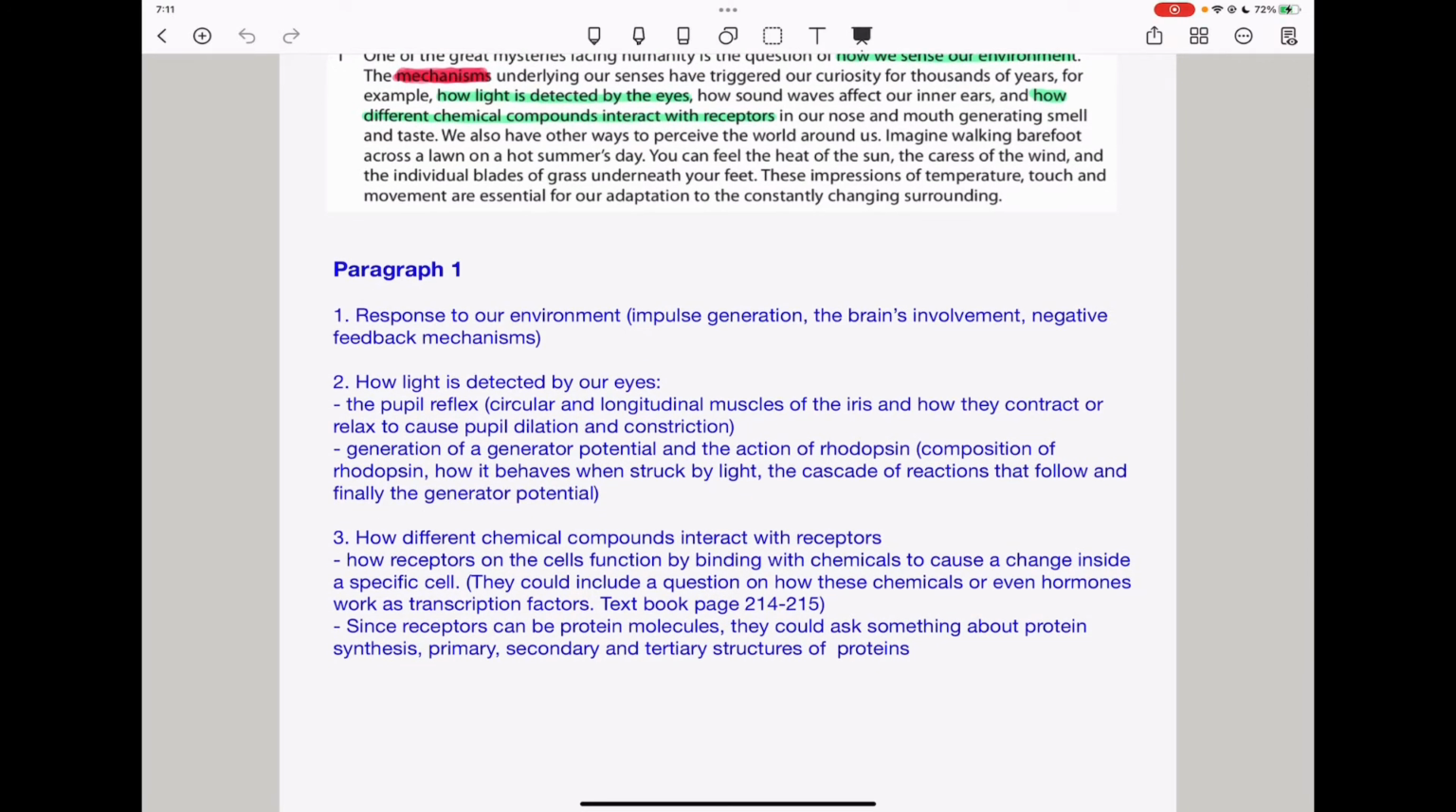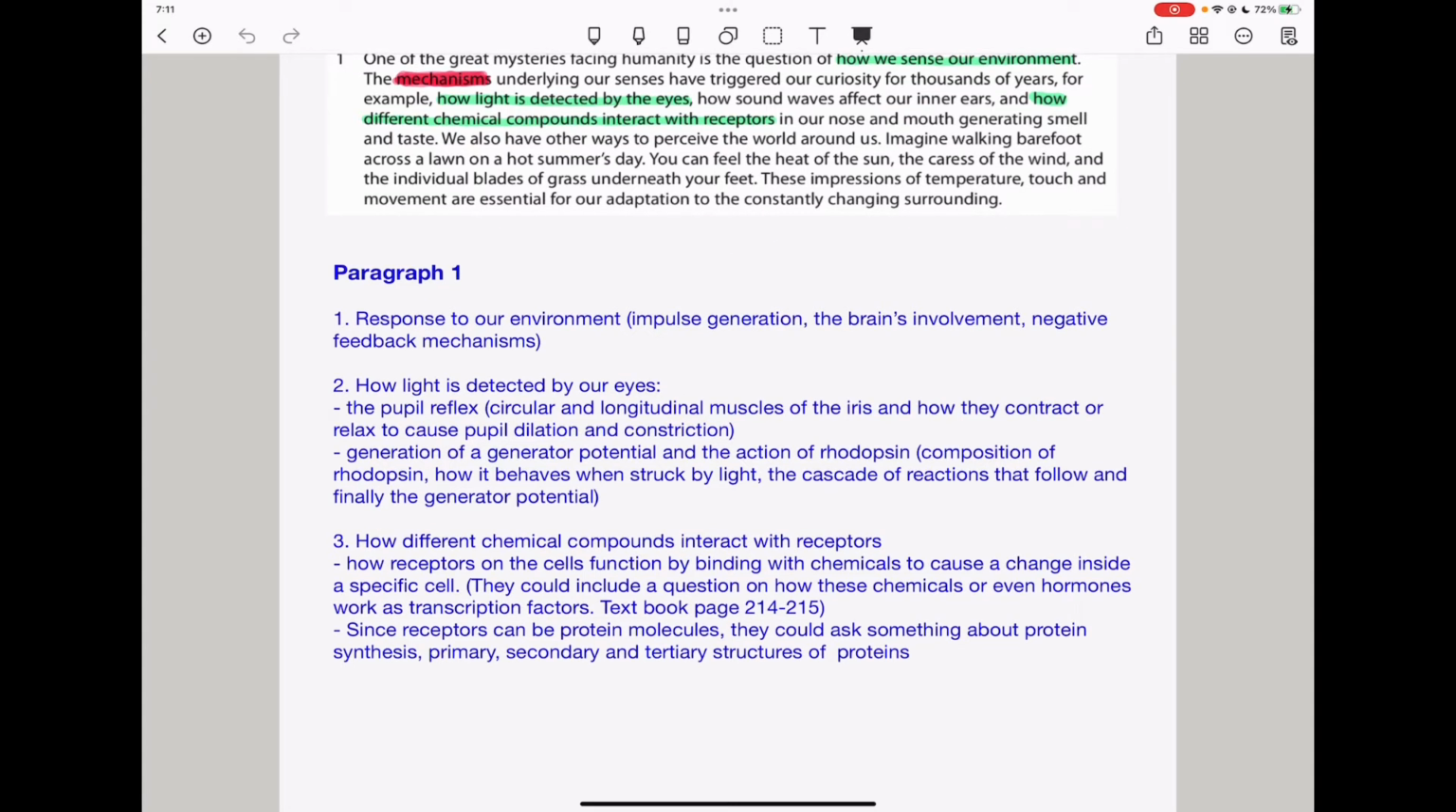Then next I thought about, since we're still talking about the eye, there is rhodopsin. So in this case, they could talk about the generator potential. So think about rhodopsin, how when rhodopsin is struck by light, it could go through a conformation change. Think about that cascade of reactions that happen after that and how they lead to formation of a generator potential.